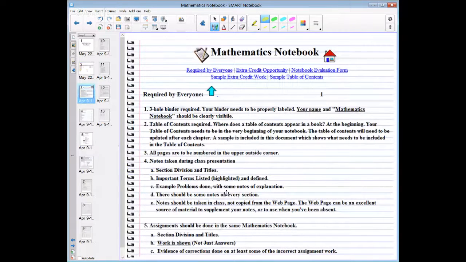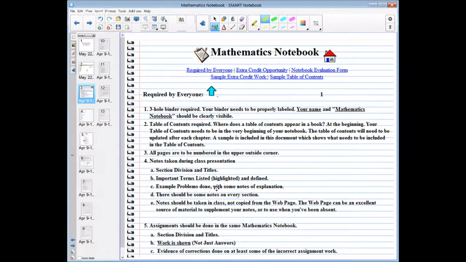Requirements of the notebook are summarized. There's a document, a link to the mathematics notebook guidelines, which is basically what we're looking at. This has to be modified slightly for the online format. For example, number one, required by everyone. Number one, 3-hole binder required.